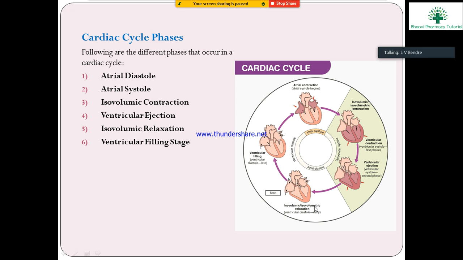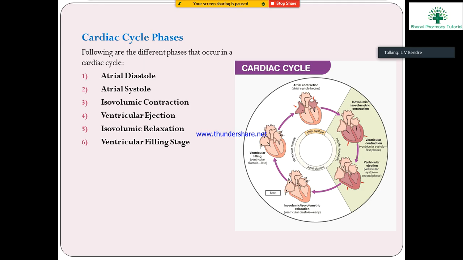Next, the third phase is isovolumetric relaxation, that is ventricular diastole. Diastole means dilation, and here dilation takes place. After that comes ventricular filling, also known as ventricular diastole. Finally, once again there will be atrial contraction. These cycles occur in 0.8 seconds. One cycle continues for 0.8 seconds, and one minute contains 72 cycles. These are the phases.